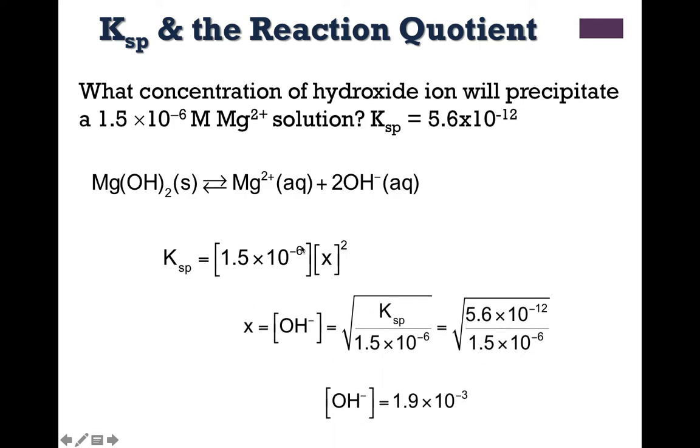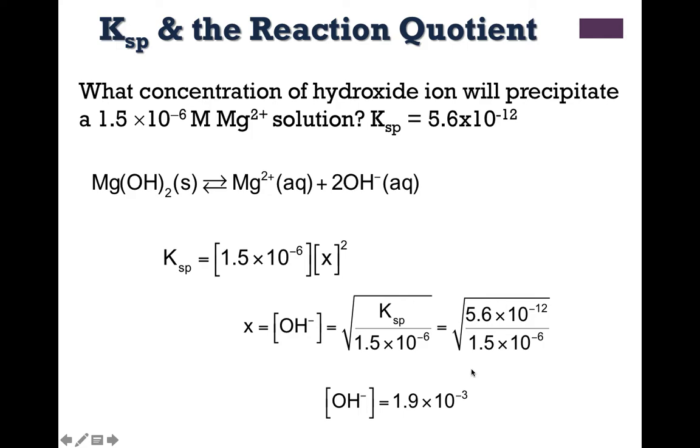Little manipulation here. So we would divide over our 1.5 times 10 to the -6. That goes below our KSP from our value here. And then we would square root it to get rid of our squared value here. And so by solving in this method, we can solve directly for, okay, what hydroxide concentration?